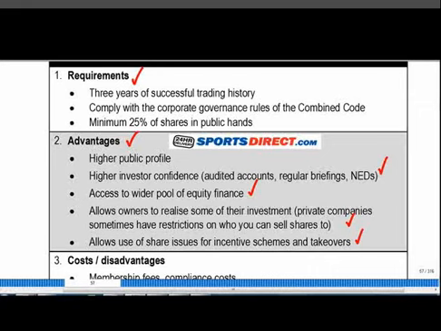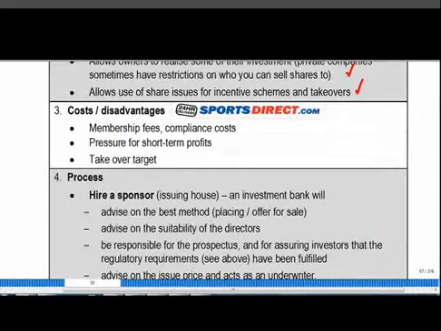There are going to be some disadvantages too. Although the main stock market does allow you to raise finance, it allows you to do it in quite a costly way. The administrative cost of raising capital on the main market can be expected to be about a third of the capital raised. In addition to that, you'll have the membership fees, the compliance costs in terms of complying with corporate governance in particular, pressure for short-term profits and dividends, and you become a takeover target.